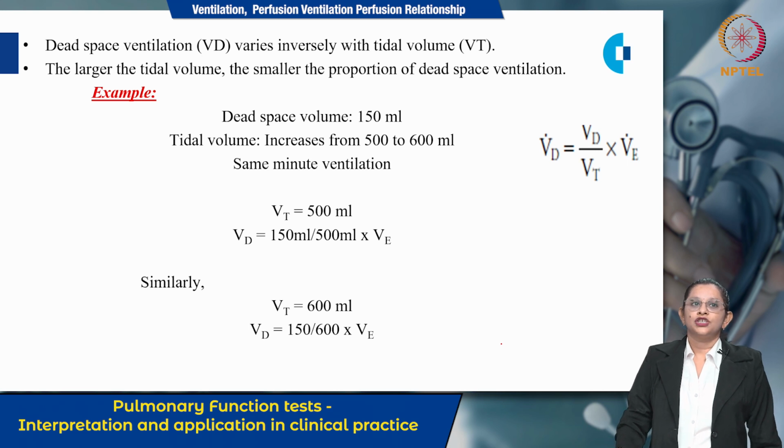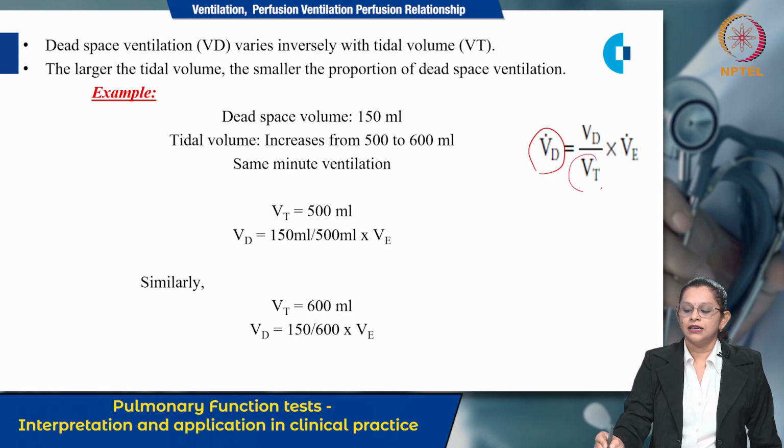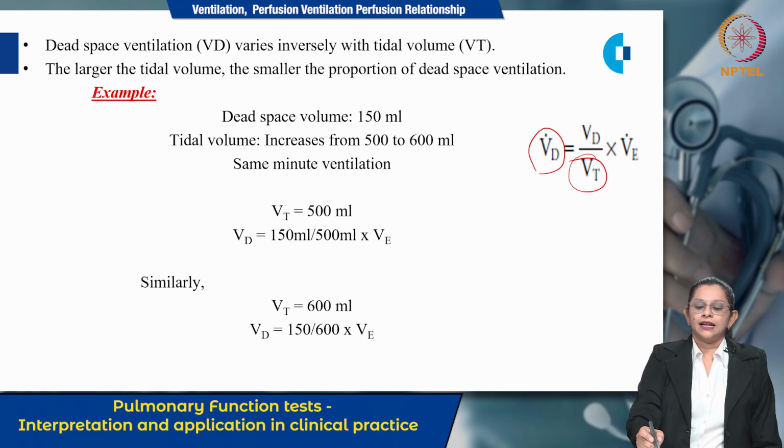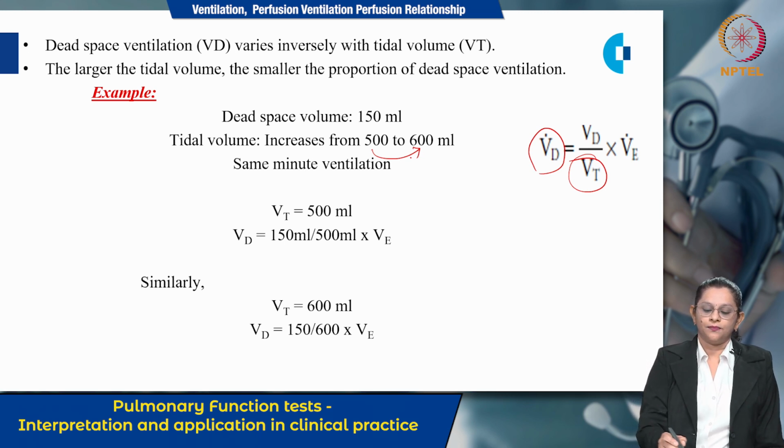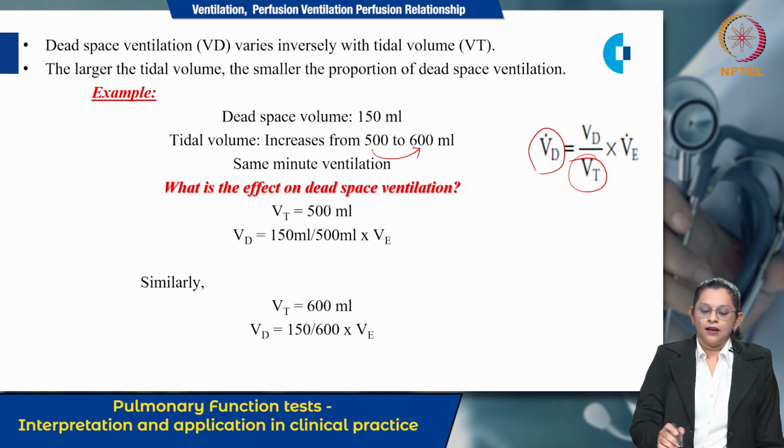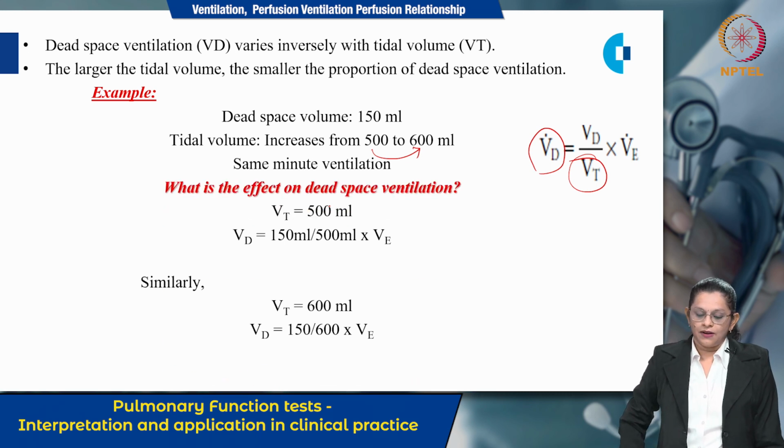What is the relationship between dead space ventilation and tidal volume? It's very important. Dead space is always inversely related to the tidal volume. So the larger the tidal volume, the smaller will be the proportion of the dead space ventilation. If the dead space volume is constant at 150 ml and the tidal volume alone changes from 500 to 600, what will be the change in the dead space ventilation? What is the effect on dead space ventilation?